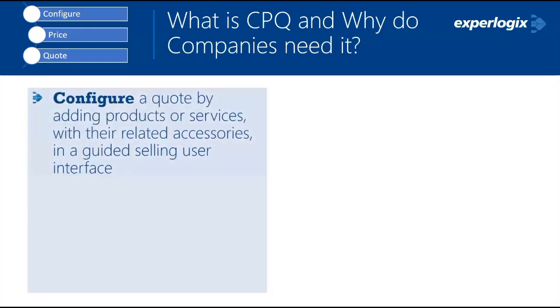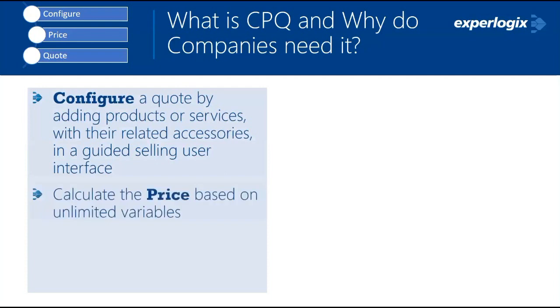The C in CPQ stands for configure, where we want to help you configure your quote by adding all of the products and services with their related accessories and a guided selling user interface. So really make it easy for the salespeople. And most importantly, price it out. So price it based on any variable that you might have that determines your product or service. And then ultimately producing that professionally looking quote.